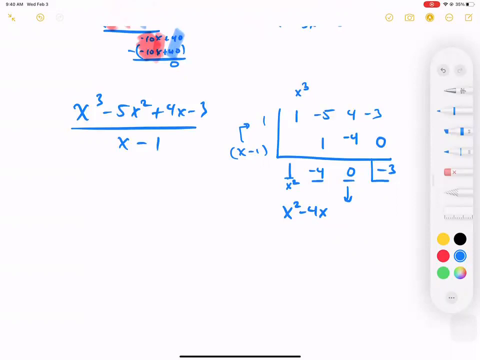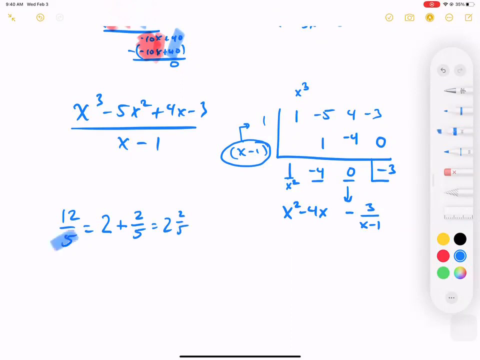And how do I write the remainder? We write negative 3 over x minus 1. Why do we write it this way? Because didn't we try to divide out an x minus 1? We did, and we couldn't do it, so we still have 3 out of x minus 1. We actually do this with regular numbers. If I say 12 divided by 5, 12 goes into 5 two times plus a remainder of 2 out of 5, so we write 2 and 2/5. What we try to divide by is our fraction at the end.